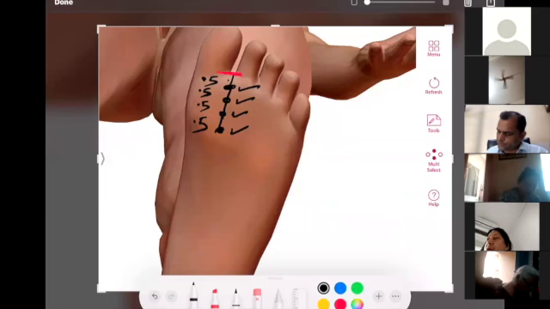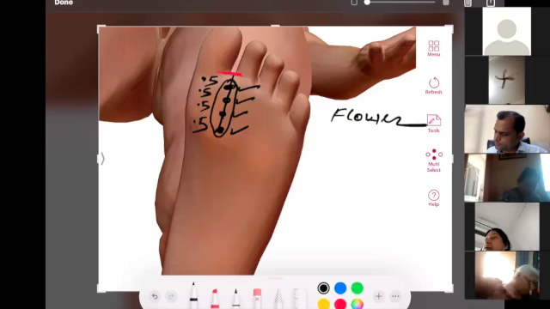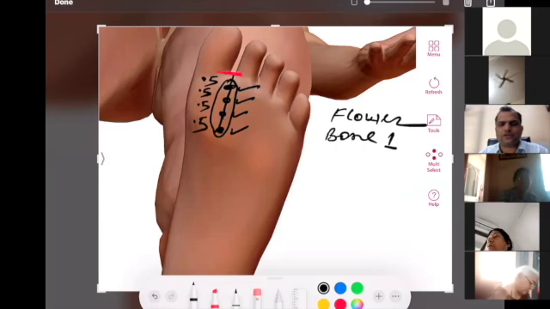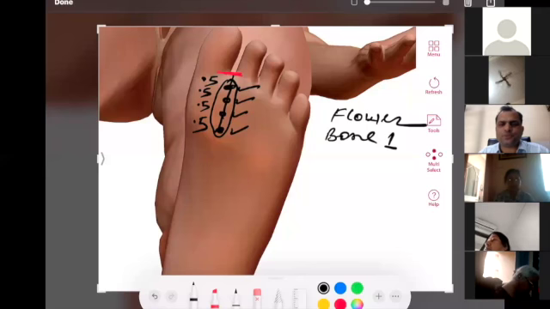But all the 4 points together are called Flower Bone Bun. Because of the beauty of this point, because of the wonderful effect of these points, Master Tung has given a very beautiful name. He has added the Flower Bone Bun. The Flower Bone Bun means the group of 4 points.